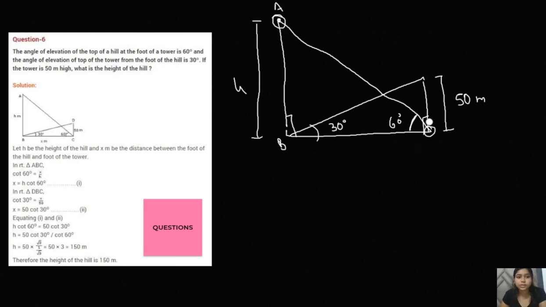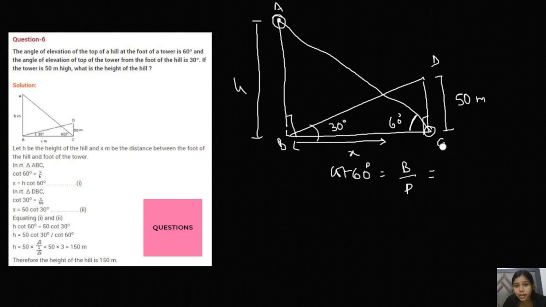What you will do is, in this particular triangle, let this be D and C, okay, in this triangle ABC, this is the only angle given. So in this, let's apply cot 60. Cot is basically base by perpendicular, so this is your perpendicular, that is h, right? And this is your base because the two angles fall on this. This is your base, which is x meters.